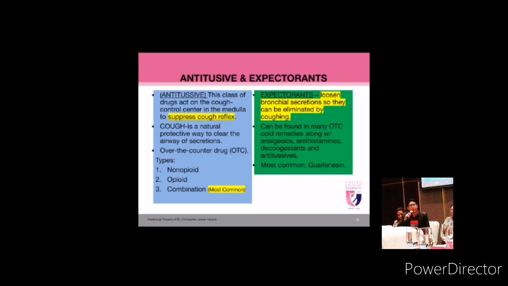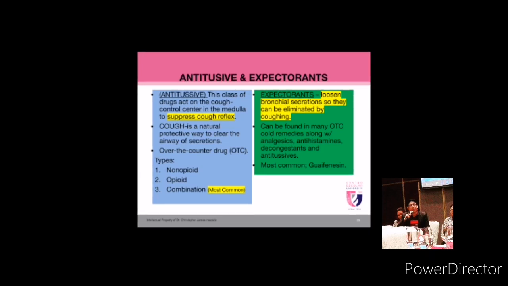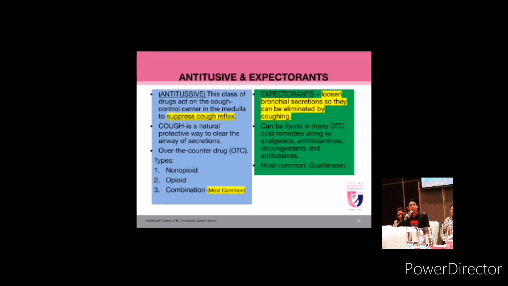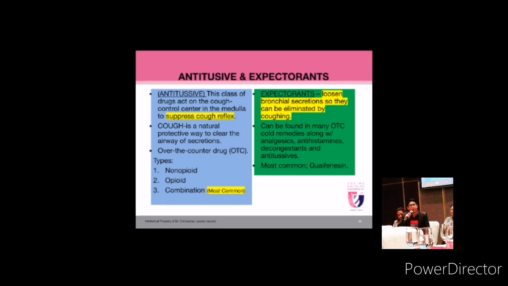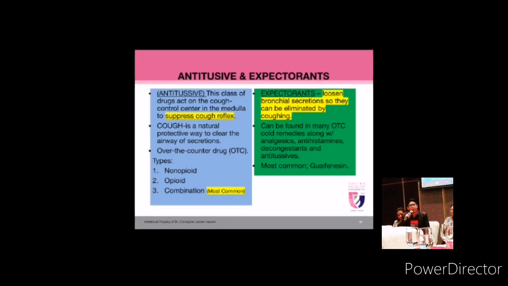Antitussives and expectorants. First, let's discuss about antitussive. This class of drugs act on the cough control center in the medulla to suppress cough reflex. Cough is a natural protective way to clear the airway of secretions, and it's an OTC drug, meaning you can buy it over the counter if you wish. There are three types. You have your non-opioid, opioid, or combination of the two. It's the most common. Isa sa example nitong antitussive na to would be your Sinicod or Sinicod Forte.